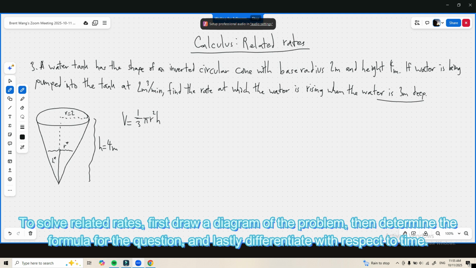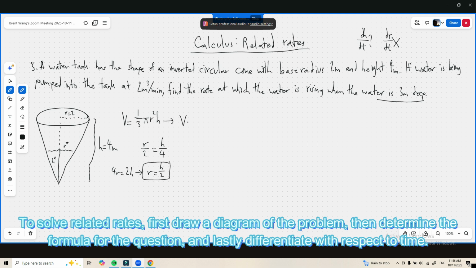You very well can find dr/dt, but we're being asked to find dh/dt, not dr/dt. So what I'm going to do is relate r to the variable h. We can use the method of similar triangles. r over 2 is equal to h over 4. So 4r is equal to 2h, and that means r is equal to h over 2.